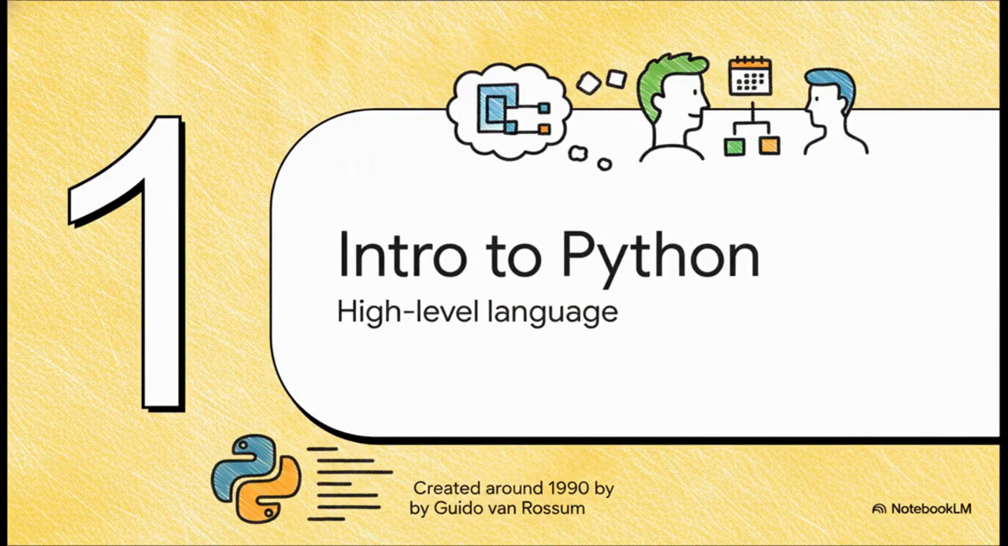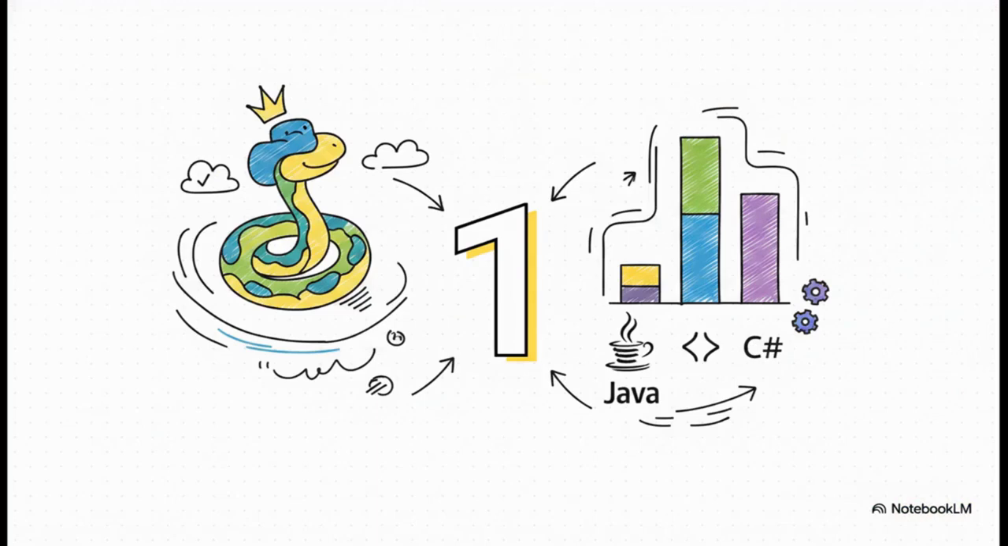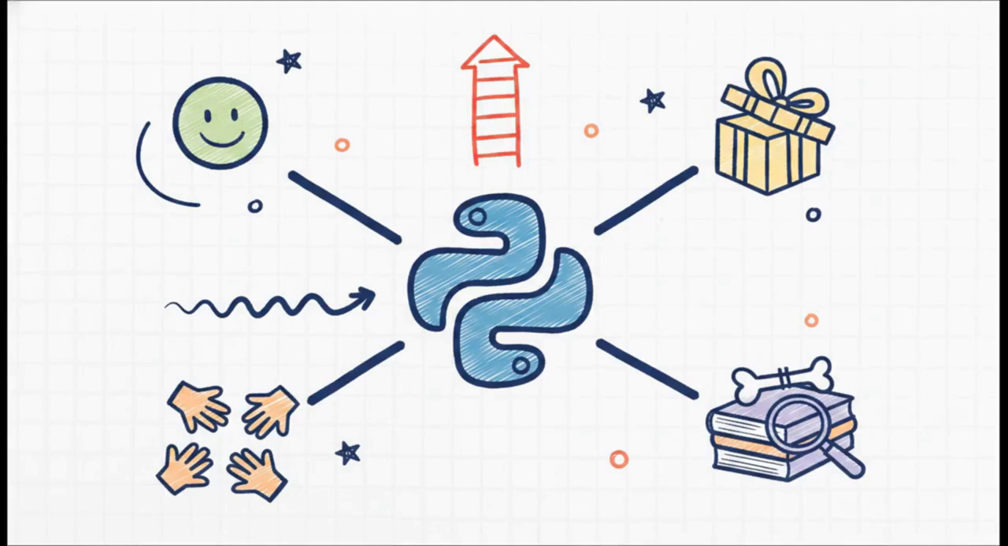Introduction to Python. It's a high-level, incredibly human-readable language created around 1990 by a guy named Guido van Rossum. And man, making it human-readable has paid off massively. According to survey data from Statista, Python is literally the #1 most popular programming language in the entire world right now. It completely beats out other massive heavyweights like Java, JavaScript, and C#. But why exactly is everyone choosing Python? Well, there are a few absolutely crucial reasons.